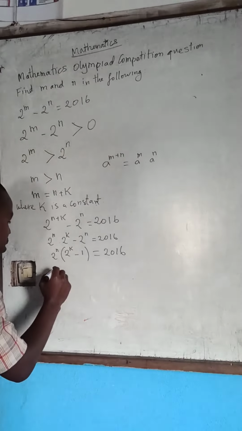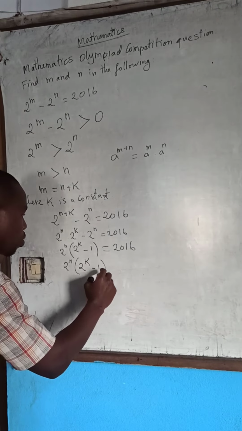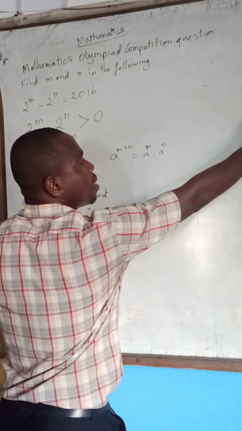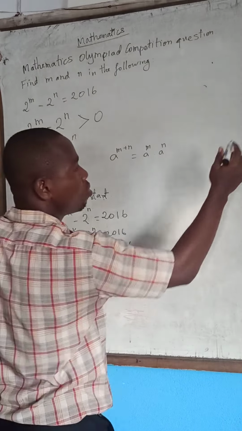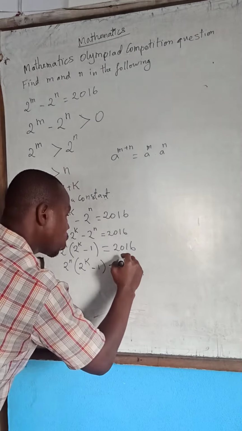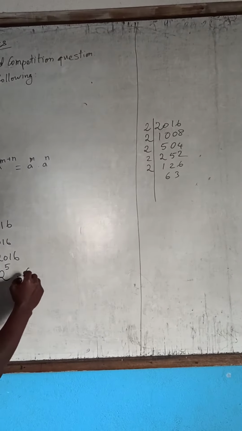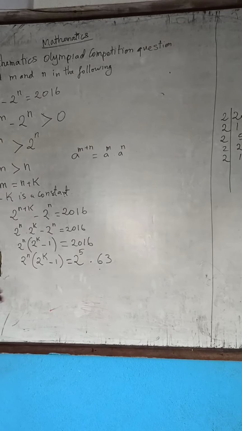So we now rewrite this one to be 2 raised to the power n, times 2 raised to the power k minus 1, which is equal to 2016. Now you write its value according to its prime factors. 2, you count the number of 2s here: 1, 2, 3, 4, 5. That's 2 raised to the power 5 multiplied by 63, like this. Very good.